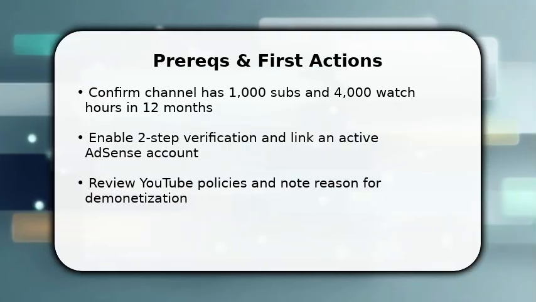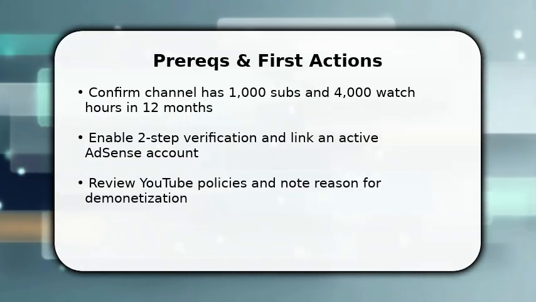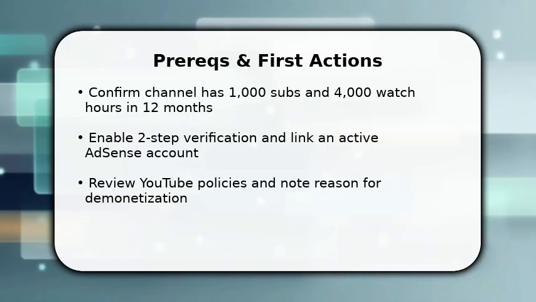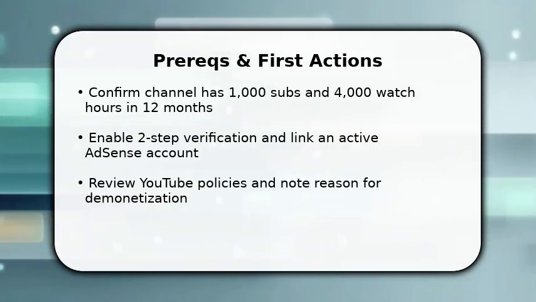You start by verifying prerequisites. You must hit 1,000 subscribers and 4,000 watch hours and have an approved AdSense. Once done, enable two-step verification and link AdSense so payments can process.